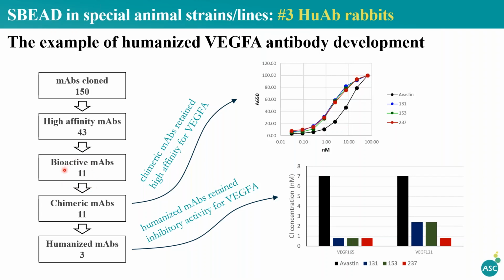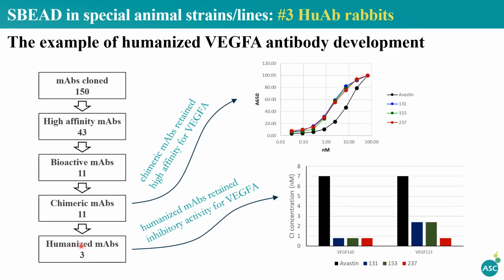of VEGF-A. We made chimeric antibodies from all 11 antibodies by substituting the constant region with human constant regions. Normal rabbit antibodies, by such chimerization, will lose the disulfide bond and lose antigen binding affinity. But all 11 antibodies developed from the Huab rabbit retained high binding affinity to VEGF-A, about 10 times higher than Avastin, a commonly used VEGF antibody in therapeutics.